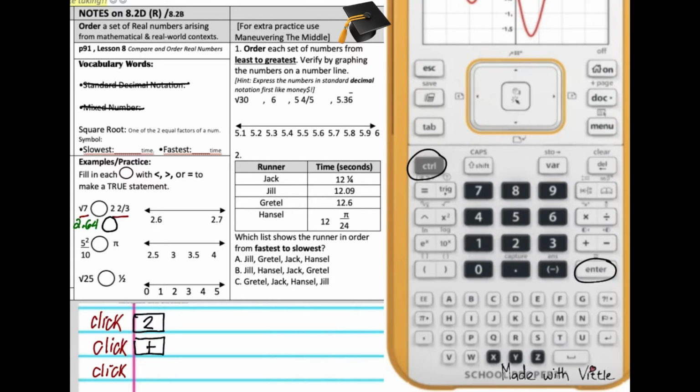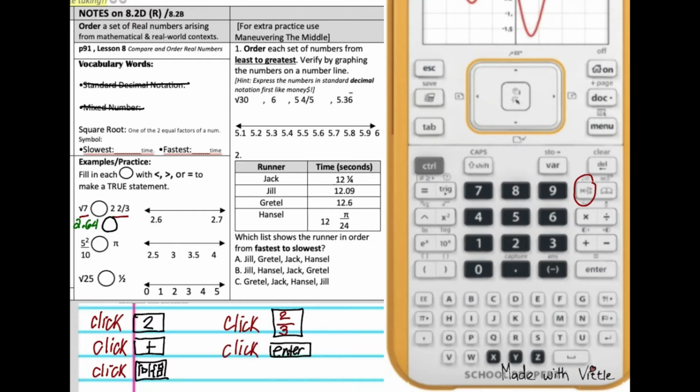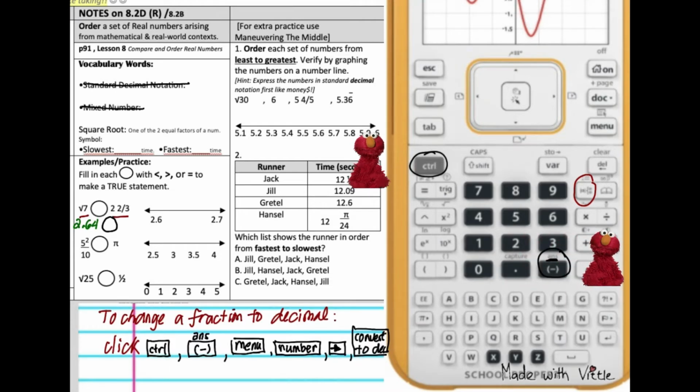Click the addition sign, then click the symbol for fraction, enter the numerator, enter the denominator, click enter, but you're going to get an improper fraction of 8/3. To change this to a decimal, you click control and ends, then menu, then number, the right arrow key, and then choose convert to decimal. Finally, click enter to see your answer in decimal form.